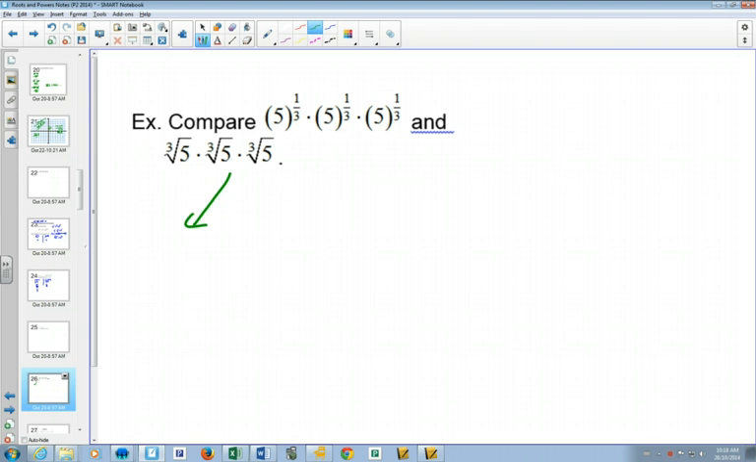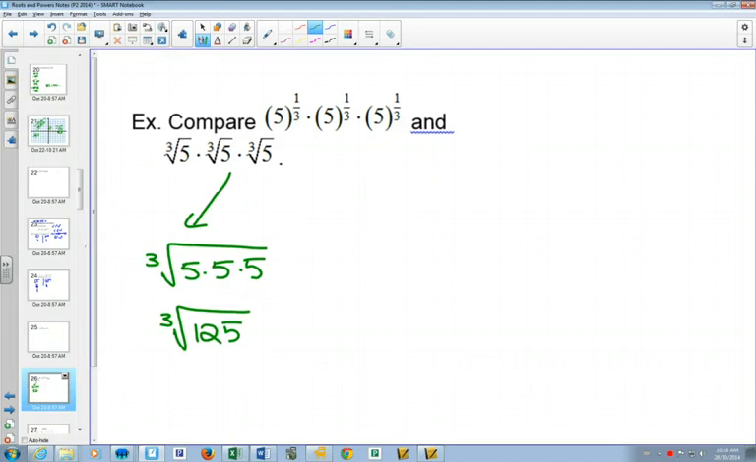This one here. Again, we can multiply all those fives together inside, and you would get the cube root of 125. If you went to your perfect cubes, what's the cube root of 125? 5. Of course, you might have been able to see that here because we have 3 of them. That's the same as 5 cubed. And a cube root will cancel out a cube because they're opposite of each other. Now over here, we've got exponents with the same base. So we use our exponent rules.